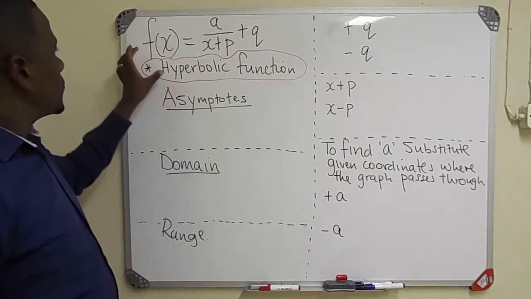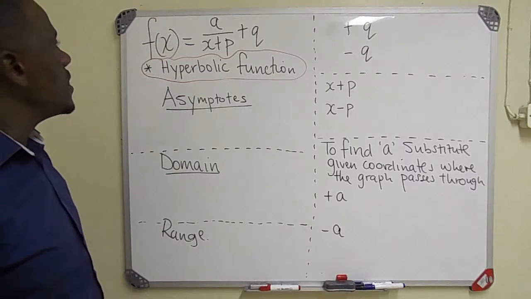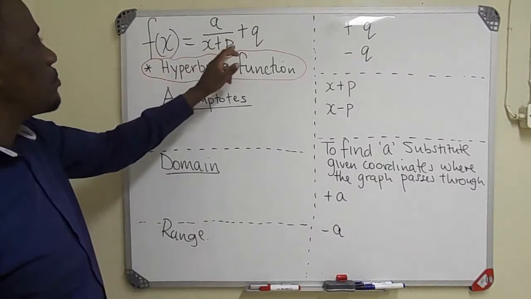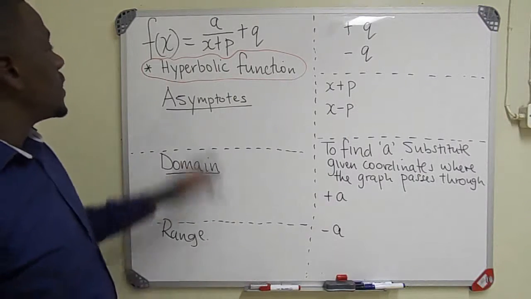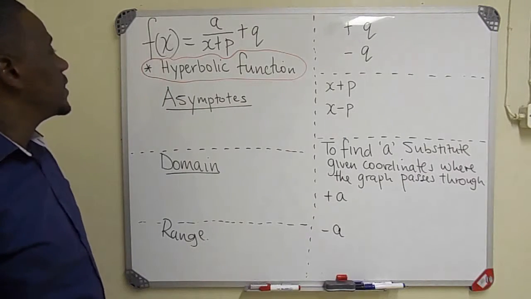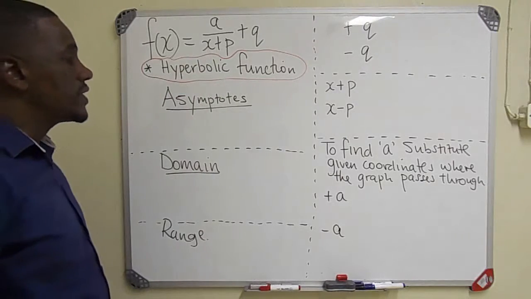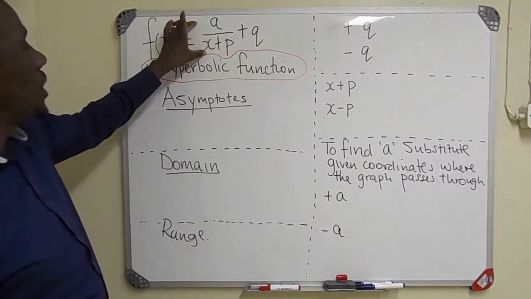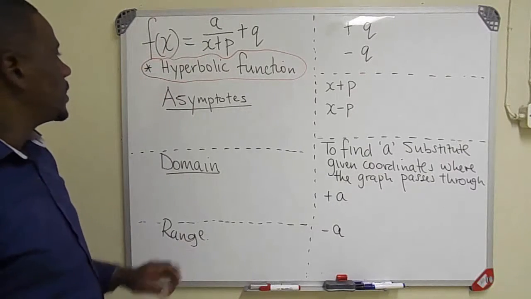Today we are going to discuss f(x) = a/(x+p) + q. This function here is hyperbolic. Hyper means many, bolic means curves. So this function has two curves. It's more than one curve.